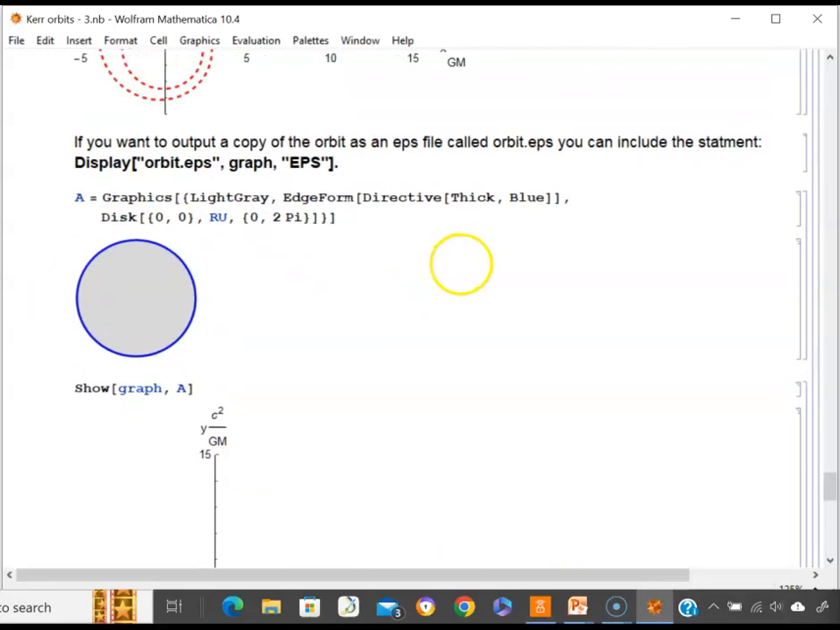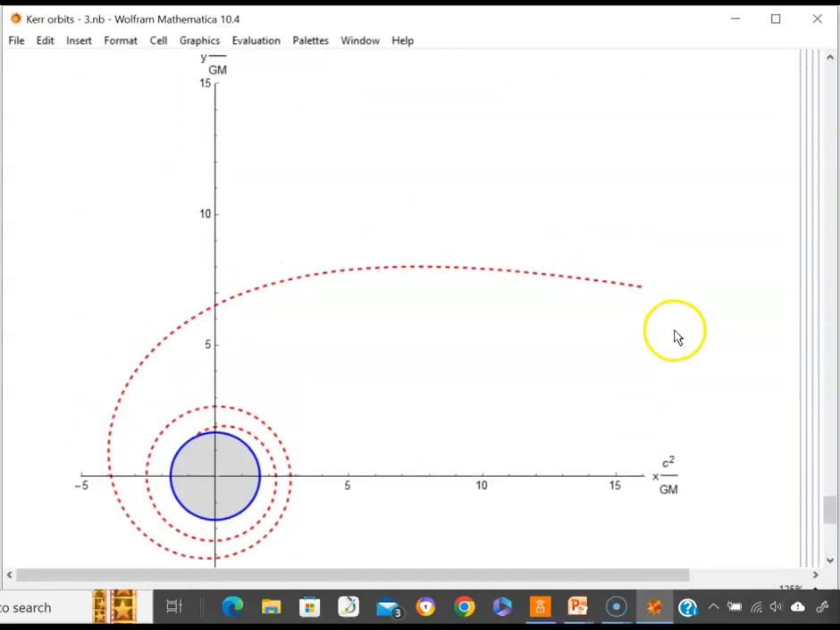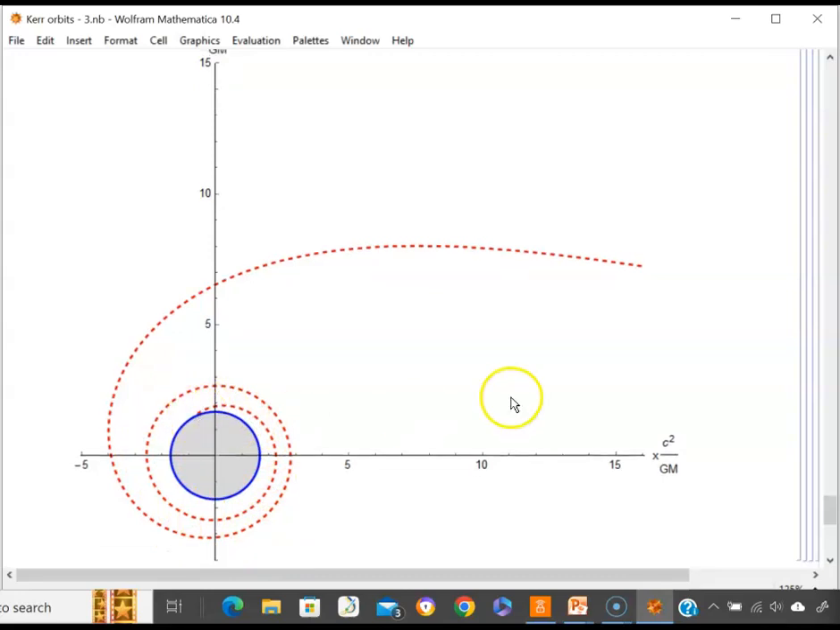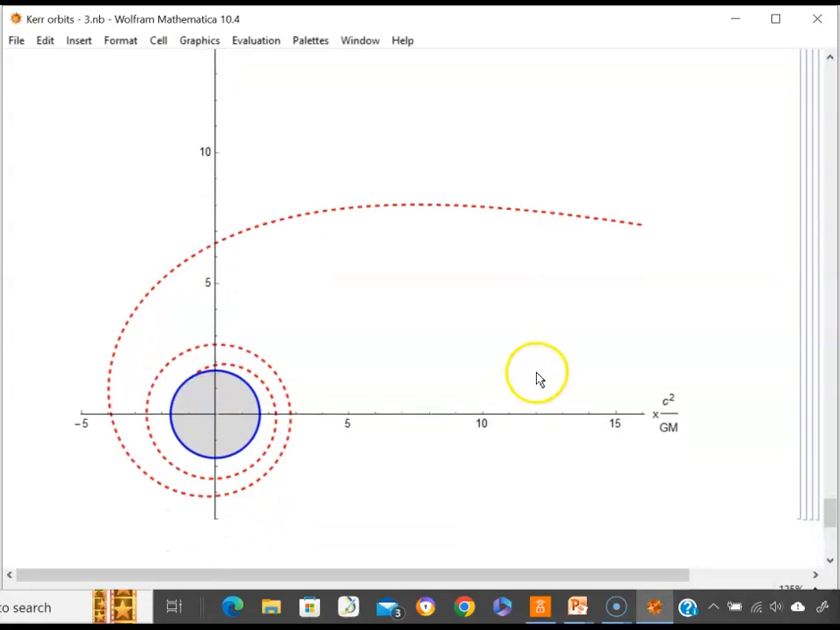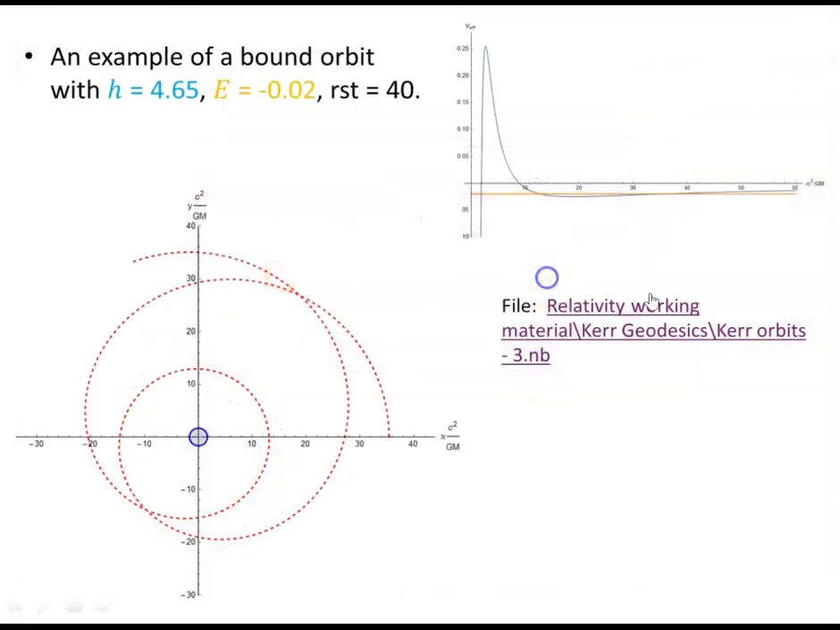And then when we put both plots together, what we get is our particle of mass m coming from far out here, 50 GM on c squared out here, and coming in on a plunge orbit, going in and eventually crossing the event horizon. Okay, that's what we have. All right, now I think that'll do that. Now quit that.